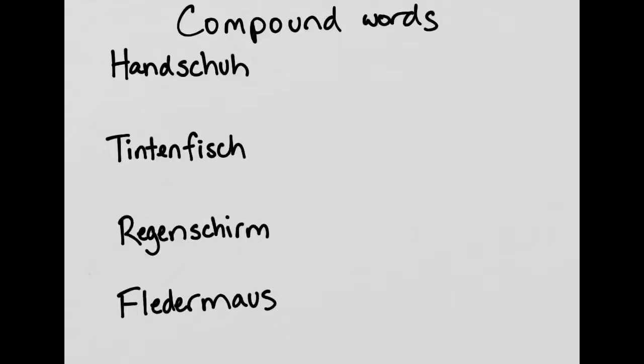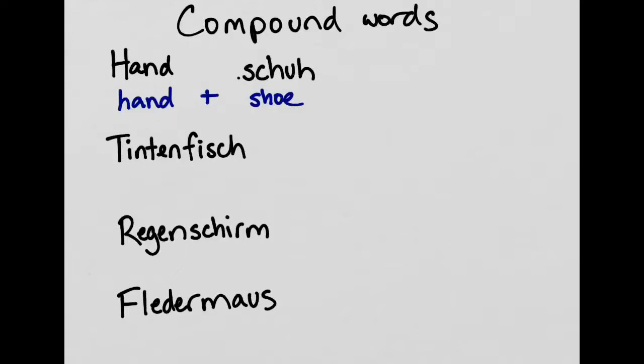So let's see. This is our first one. This is Handschuh. If I take this apart, I'm going to move this over here. This, Hand, is the word for hand, you might have guessed. This, Schuh, sounds like shoe, doesn't it? It is actually, translated into English, shoe. Well, let's do the math. Why do they have a word Handschuh? So, a shoe that you wear on your hand, guess what? It's a glove.